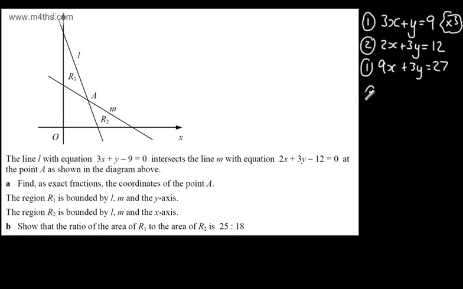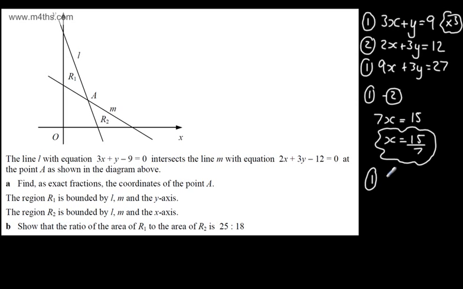So if I do equation 1 minus equation 2, we're going to have 9x minus 2x, which is 7x. The y's are going to cancel, and we're going to end up now on here with 27 minus 12, which is 15. So the x coordinate will be 15 over 7, and that is the exact fraction. We now need to take this and solve for y, so putting it in any of these, I'm going to put it into equation 1.